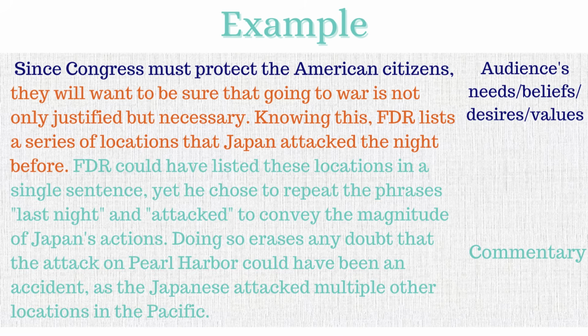So again, why does he repeat the words attacked and last night? He wants Congress to know that it was intentional. Why does he want Congress to know that it was intentional? Because if they know it was intentional, they are more likely to declare war. If they don't think it's intentional, they could dismiss it as an accident, and then they wouldn't want to go to war. Now, his audience was a bit hesitant already. They were isolationists, so they're not going to be willing to risk their lives over what could have been an accident. He has to prove that it was malicious.